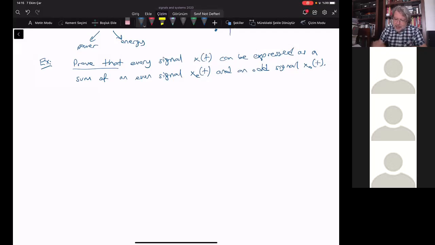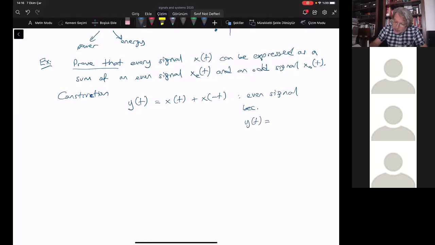So prove that every signal x of t can be expressed as a sum of an even signal xe of t and an odd signal xo of t. How do you prove that? By construction. This I will do. Construction. You say, let's have y of t, which is x of t plus x of minus t. Now this is an even signal because y of t is equal to y of minus t. If you say y of minus t, it becomes x of minus t plus x of t, which is the same thing. So I constructed an even signal, which is y of t.